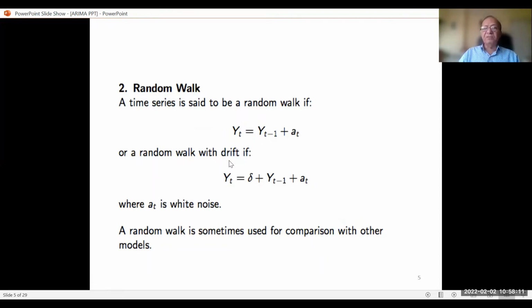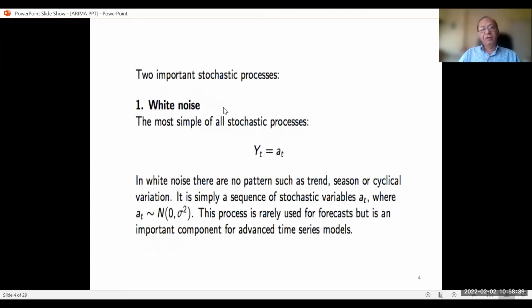Or a random walk with drift. With a drift, we add a constant. So YT is equal to a constant plus YT minus 1, the lagged period, plus AT, where AT is the white noise. A random walk is sometimes used for comparison with other models. So going back to white noise, YT is simply equal to AT.